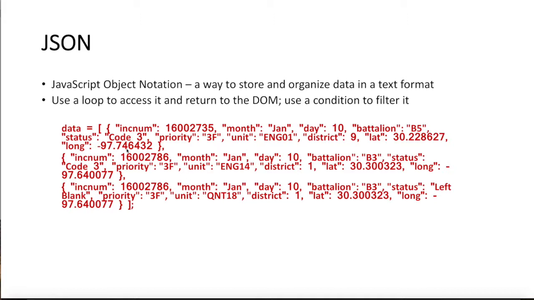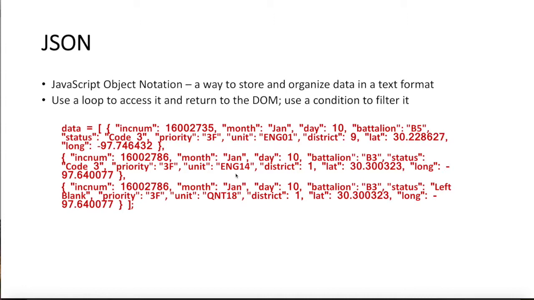So again, this is an object. We've got an array of objects, each of them open and closed with the curly braces. And then each item in the array has a property and a value. And if it's text, the values have to be enclosed in quotation marks. Each one of these items is separated by a comma. So we just have 3 incidents here, and we have them all in January right now.